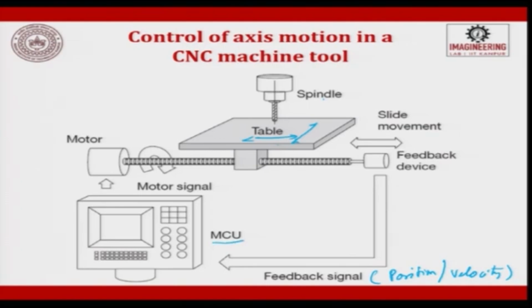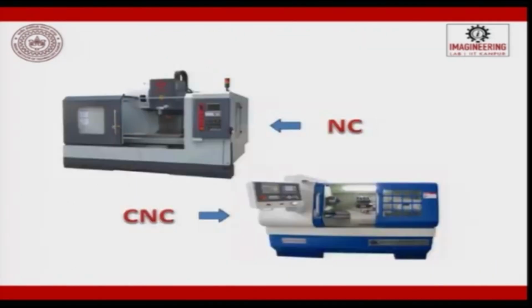So, the schematic diagram we saw, we have now superimposed into a schematic diagram of the machine tool, and we have displayed it. So, this is the control of axis in a CNC machine. This is an NC machine, this is a CNC machine, where the computer is attached here. This is an NC machine.